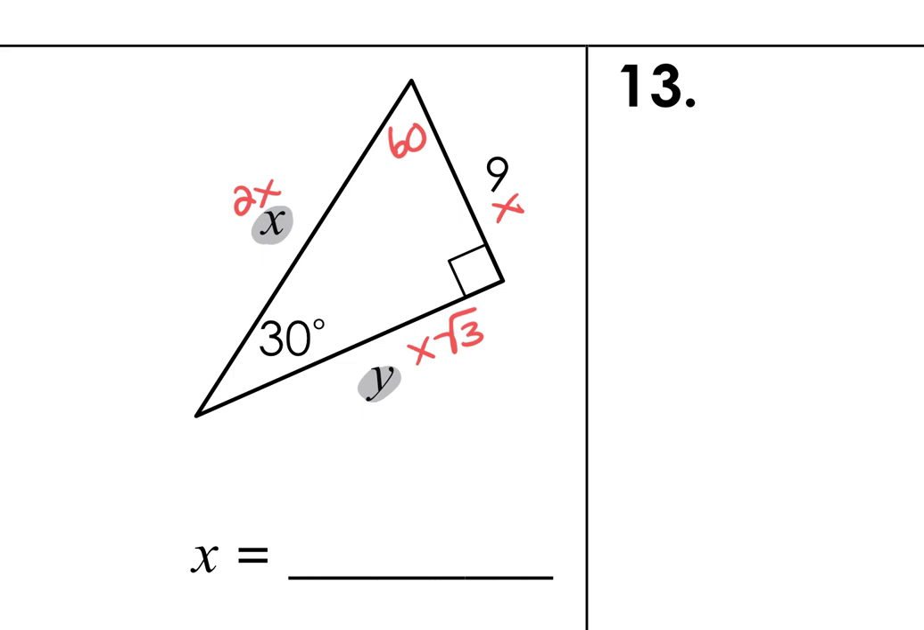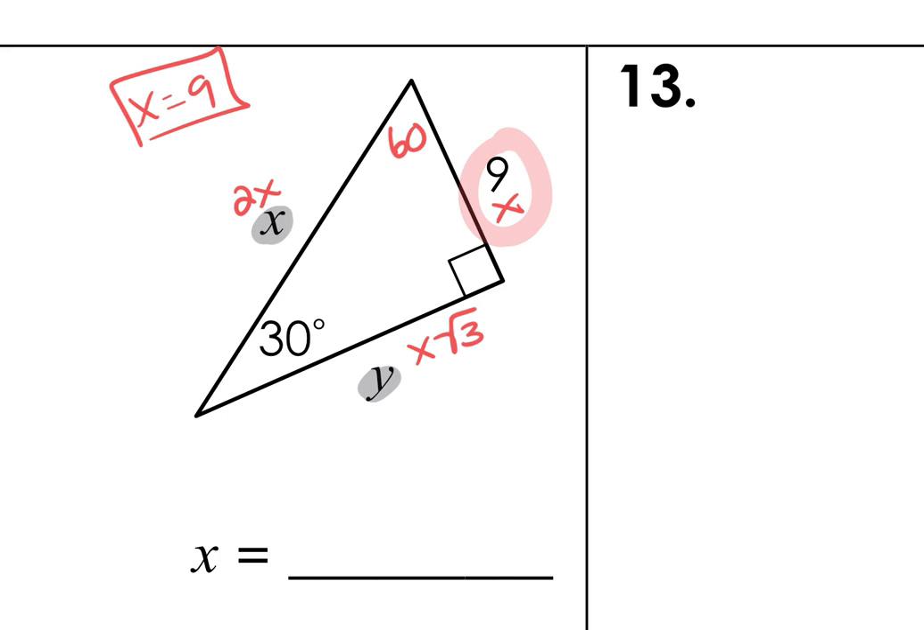So I labeled my sides. I have to start with the side that they gave me. This is the side that they gave me. That is going to be an equation. I know now that x equals 9. Not for the answer, but for my ratios. So if x equals 9, I just plug that back into these ratios.